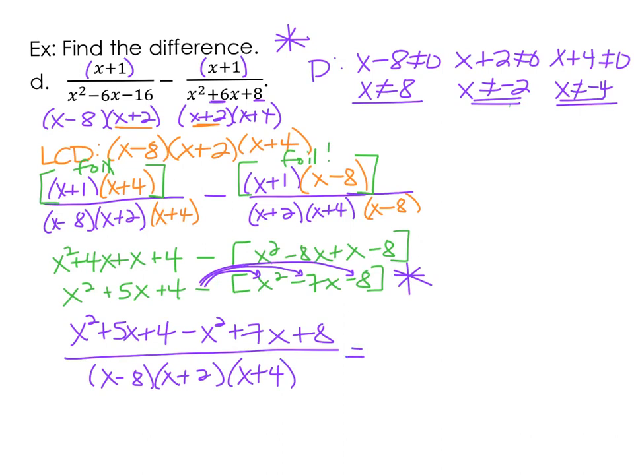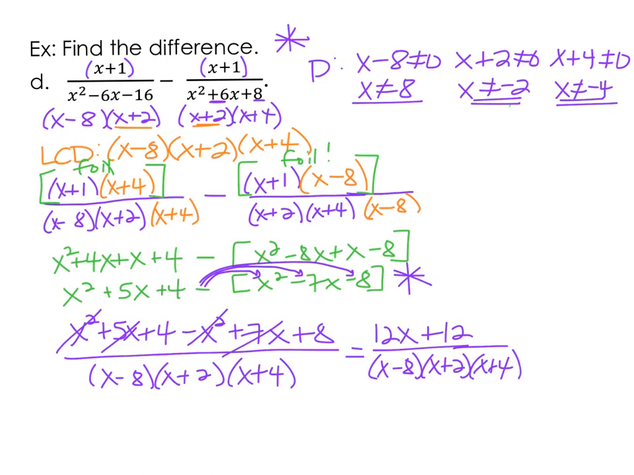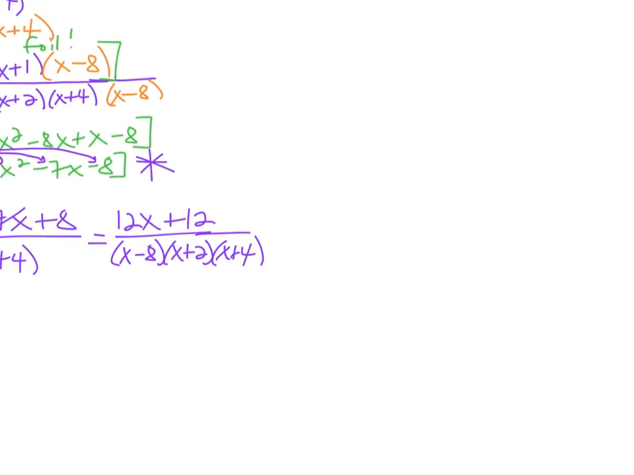If we try to combine like terms, notice the x squareds cancel out. We have 5x and 7x, and that gives me 12x. And then we have 8 plus 4, which is also 12, all over our LCD. I'm going to run out of space here, so I'm going to move over just to the right a little bit to get a little bit more room.